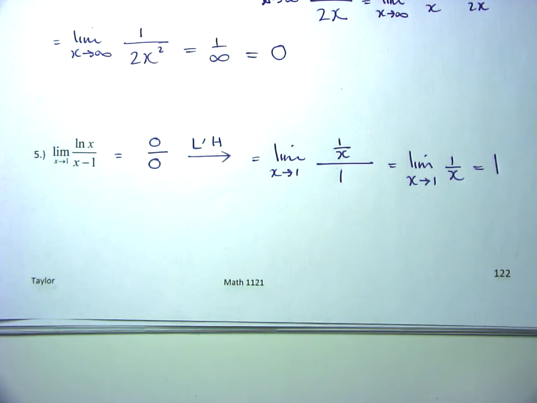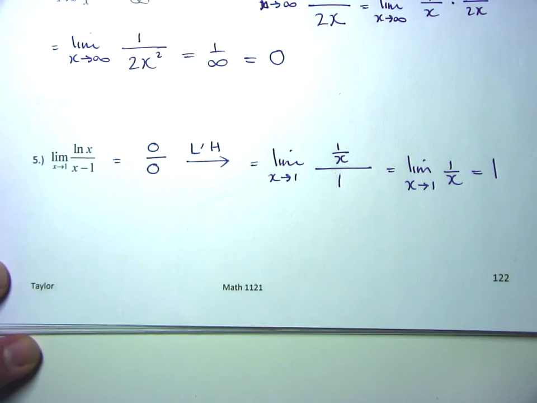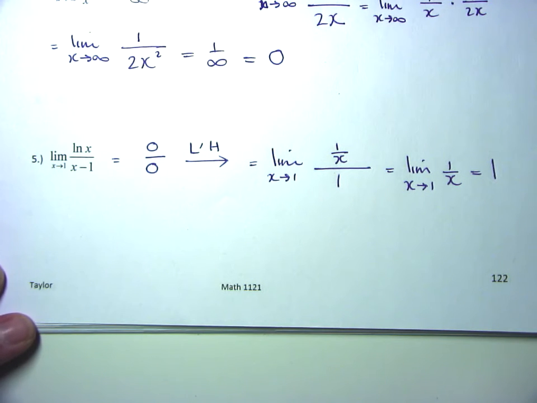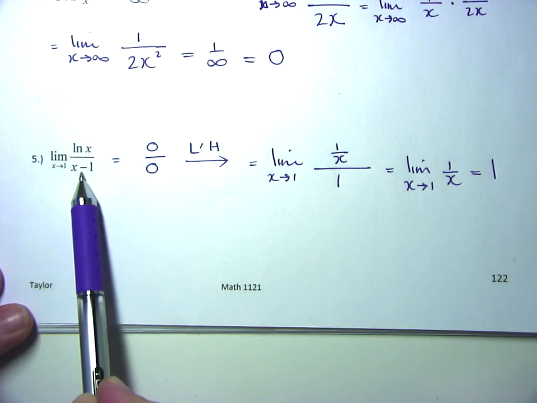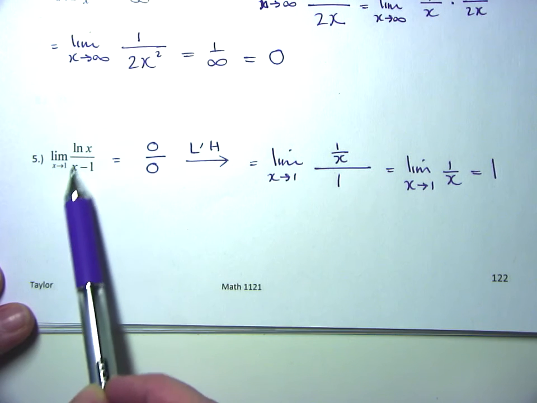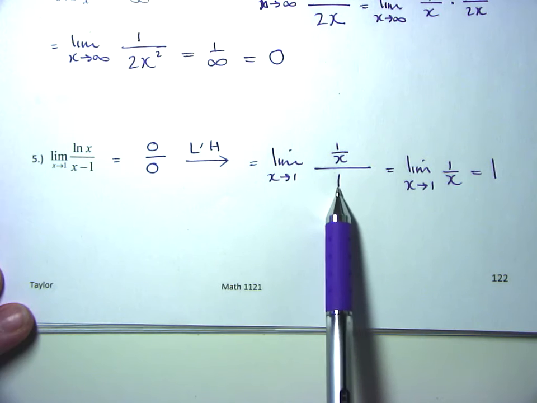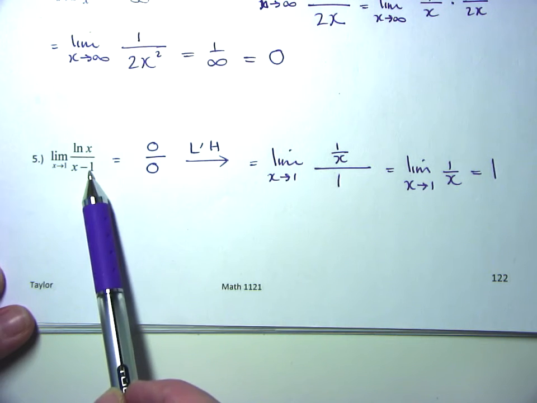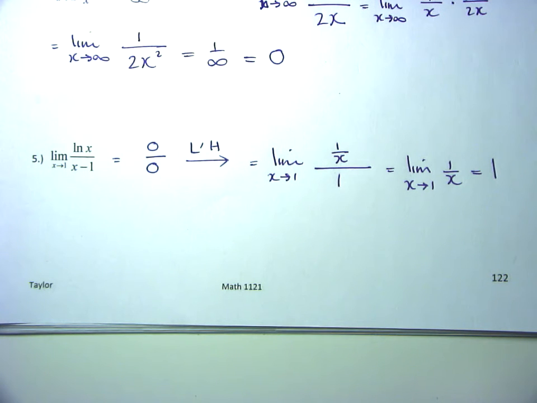It would not be negative 1, no. Why would it be negative 1? What's your reasoning? Because of this negative? So when we took the derivative, derivative of x is equal to 1. Derivative of negative 1 is equal to 0. No, that's okay.